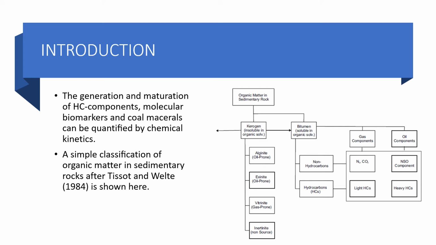So a simple classification of your organic matter in sedimentary rocks is given by Tissot, and that is shown in this picture here. Now, if you want to go through that picture, let's look at it very carefully. So you have organic matter in sedimentary rocks here, and that can actually give you kerogen, and of course you can get something called coke, which is missing here. Okay, I'll write it for you, coke.